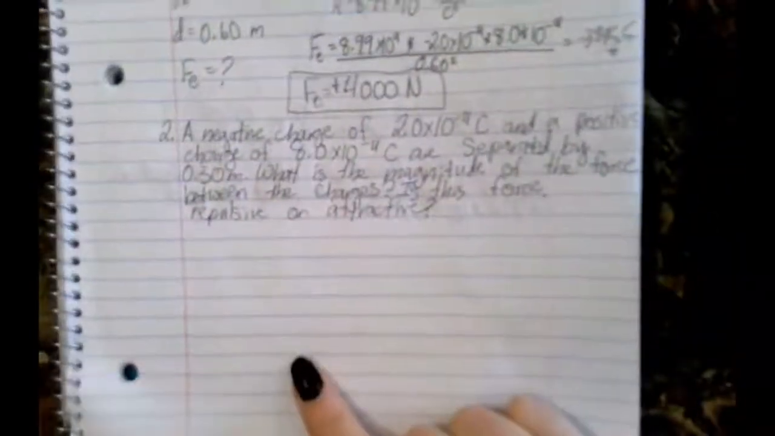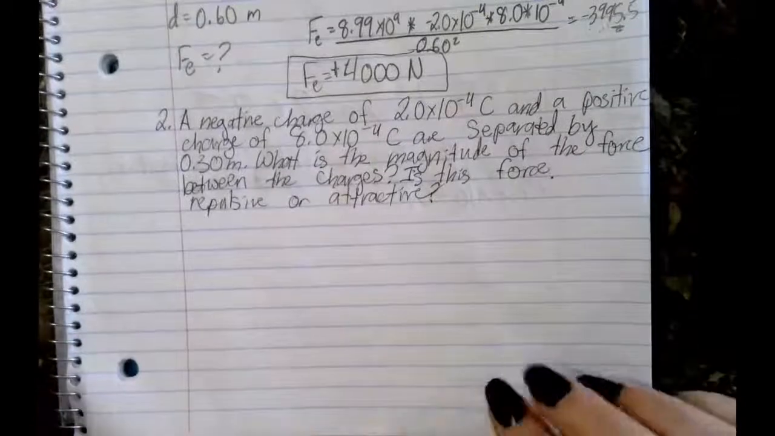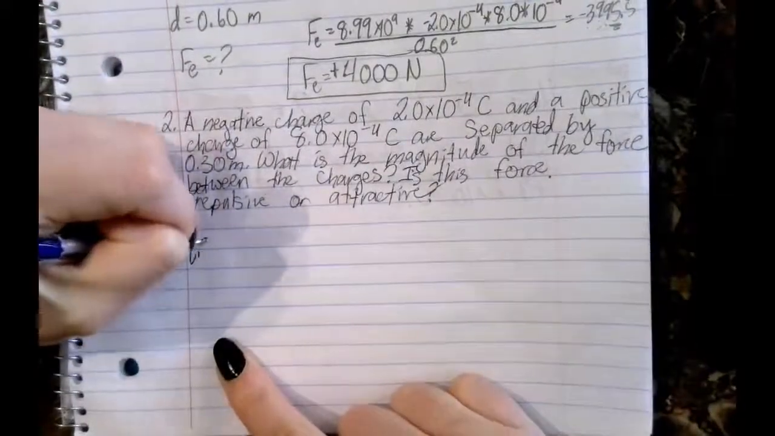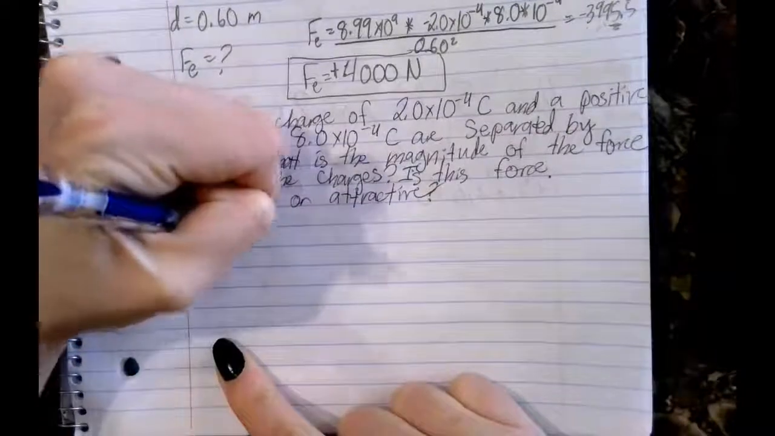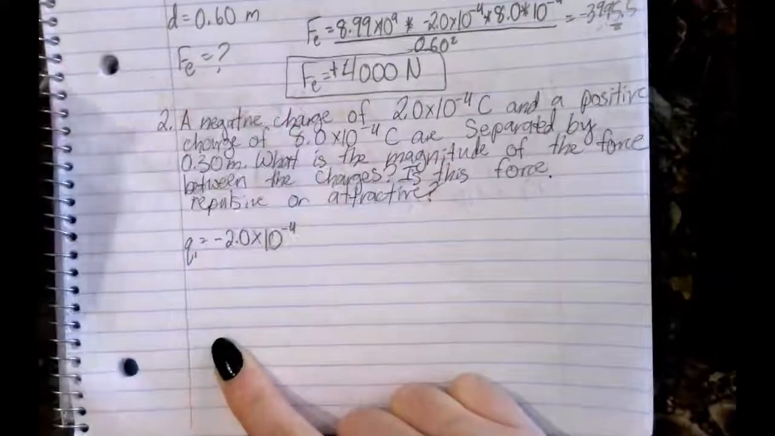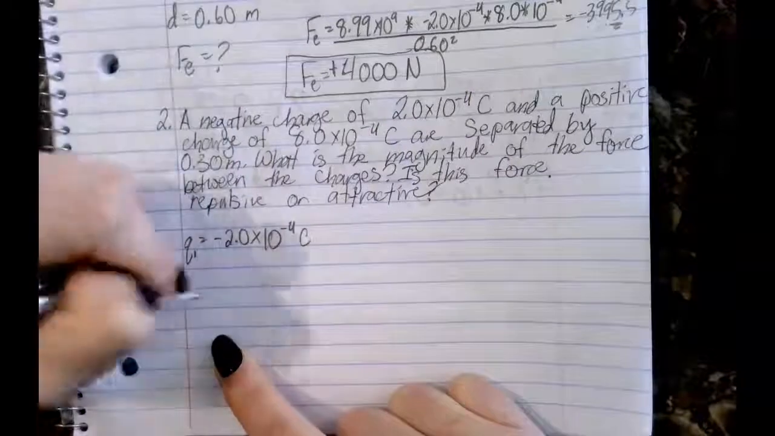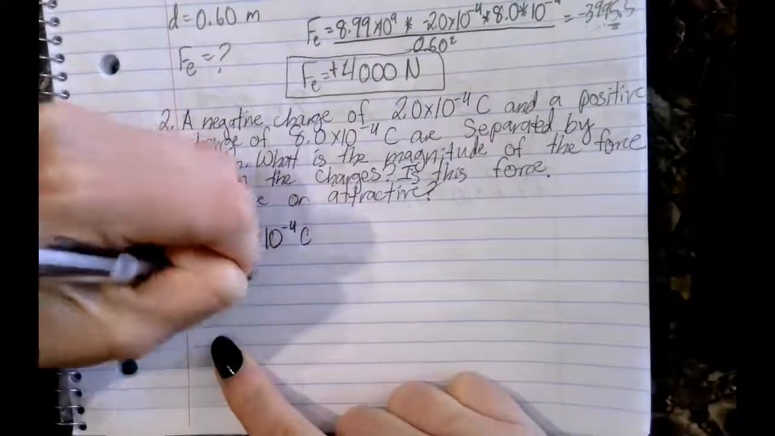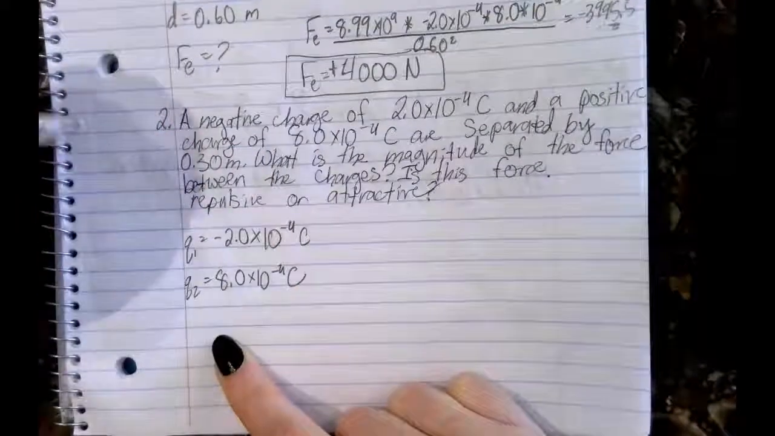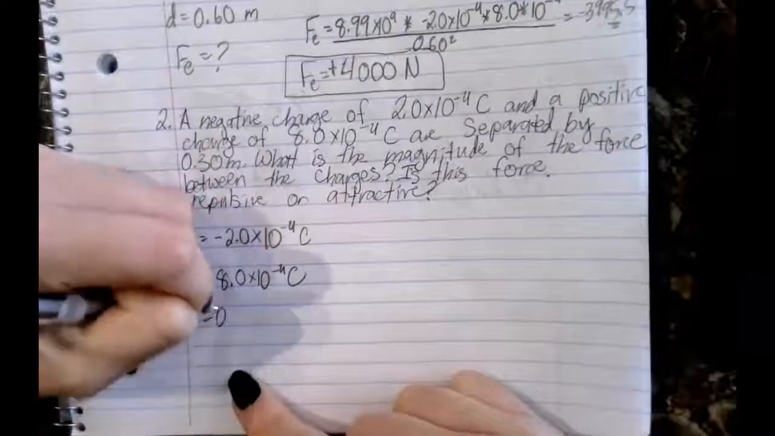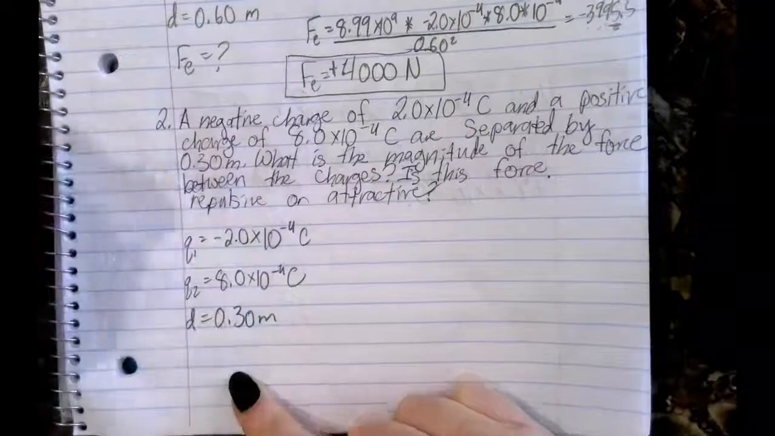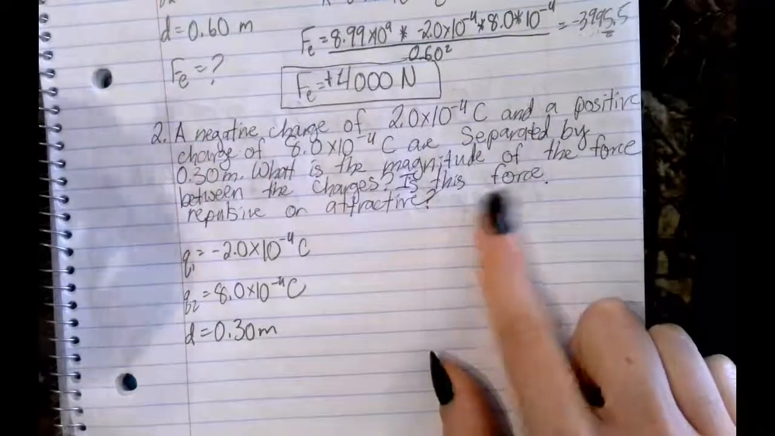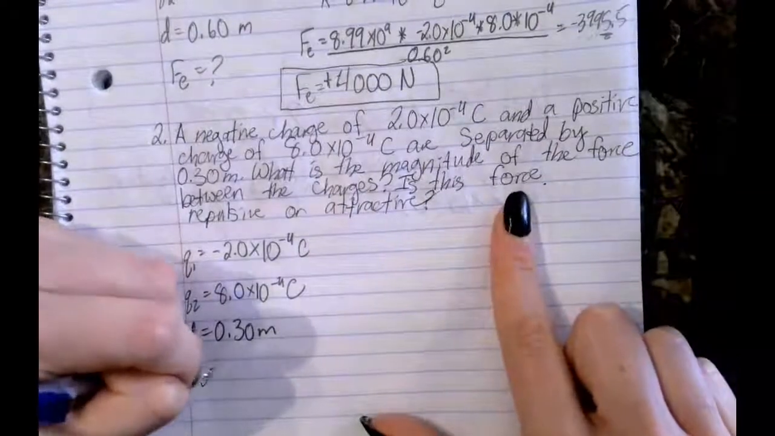All right, this problem is very similar. We've got a negative charge, so I'm going to start writing down my givens. Q1 is negative 2.0 times 10 to the negative 4 coulombs. We've got a positive charge, Q2, of 8.0 times 10 to the negative 4 coulombs, and they're separated by 0.30 meters. And again, we want the magnitude of the force between them, and we want to know if it's repulsive or attractive. So we want Fe.